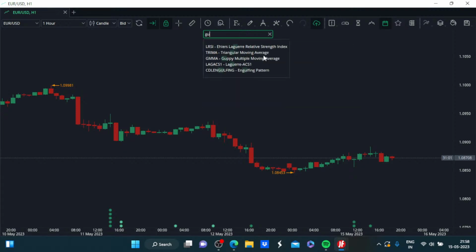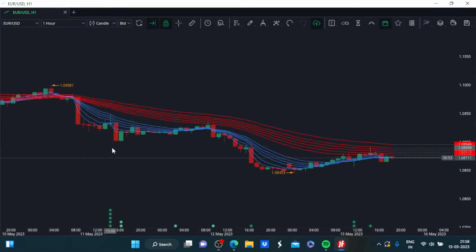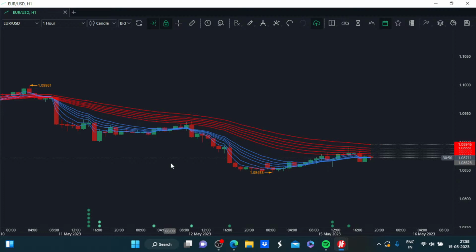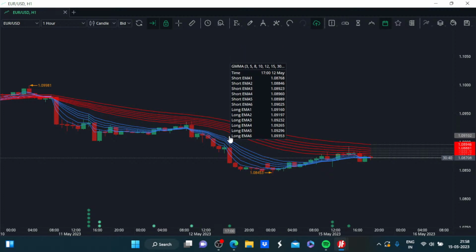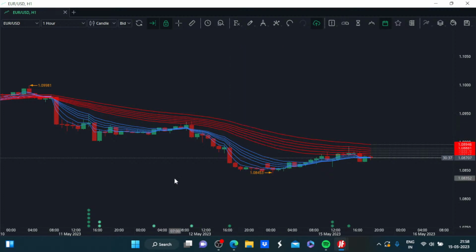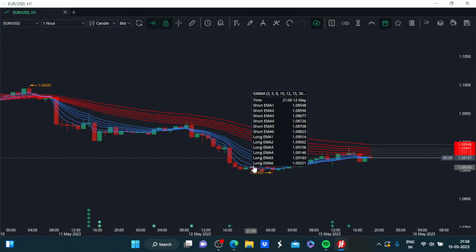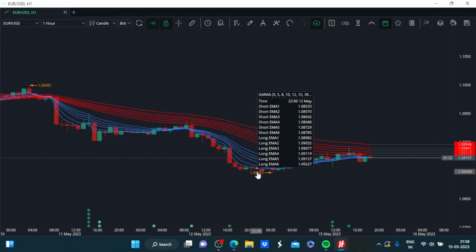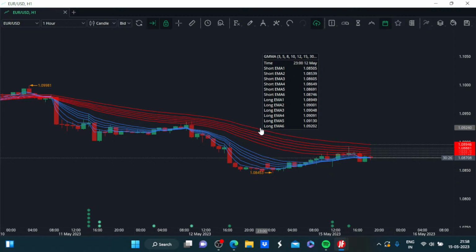If you simply do a quick search, type in Guppy multiple moving average, here it will appear in this box. And now I have added this on the chart where we are using the EUR/USD as the underlying instrument with each candle period defined as hourly. If you look at this charting now, you will see these two differently colored moving averages, where these blue colored moving averages are representing the short EMAs and these red colored moving averages are representing long EMAs.